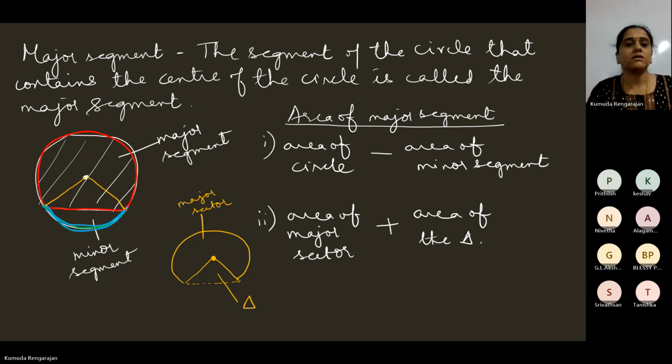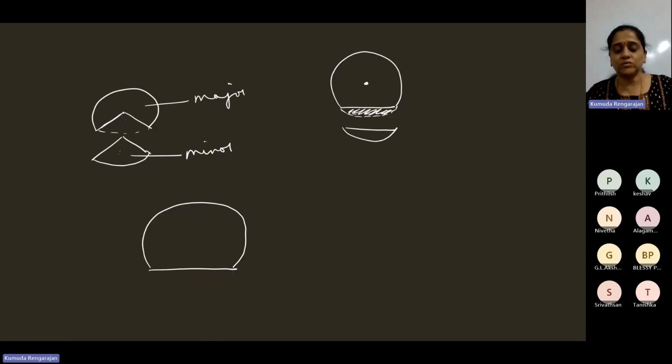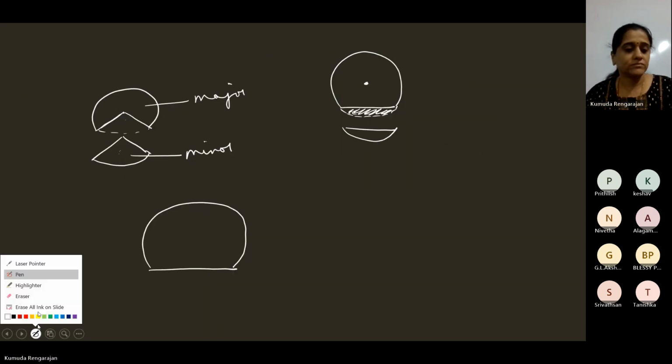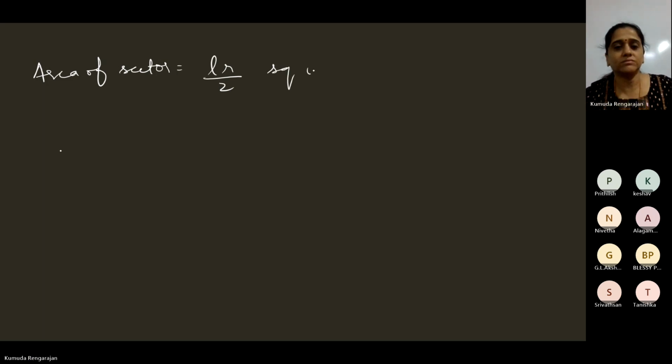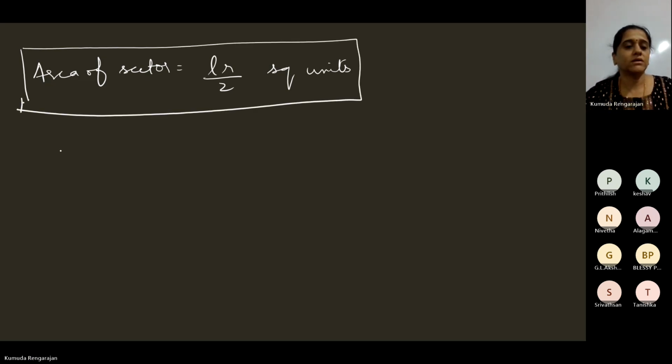Okay. And we have a quick formula to find the area of sector. Area of sector is equal to LR by 2 square units. Very important for 1 mark. Area of sector is equal to LR by 2 square units. Okay, you write down.